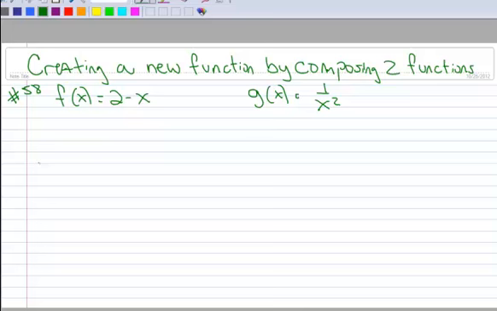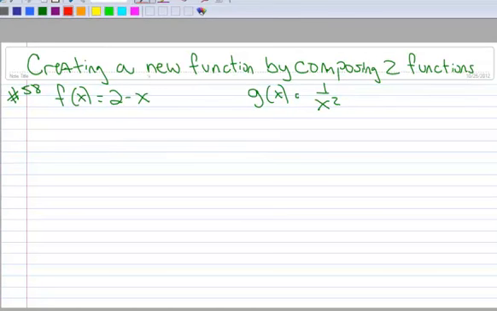All right, we want to create new functions by composing two existing functions. And the key here is we're creating a new function. These are not solving problems. We're not solving anything. We're creating new functions. So before we start, we always want to identify the domain of the original function.